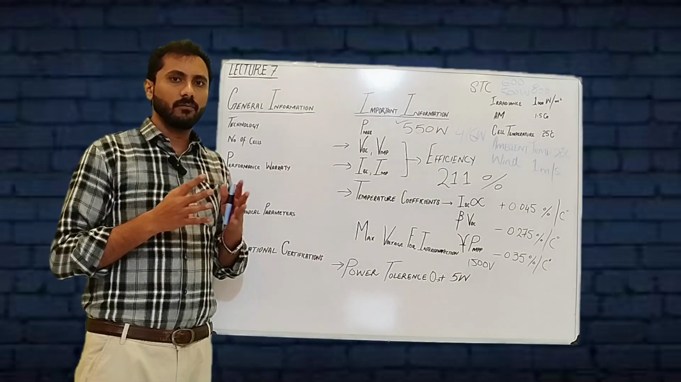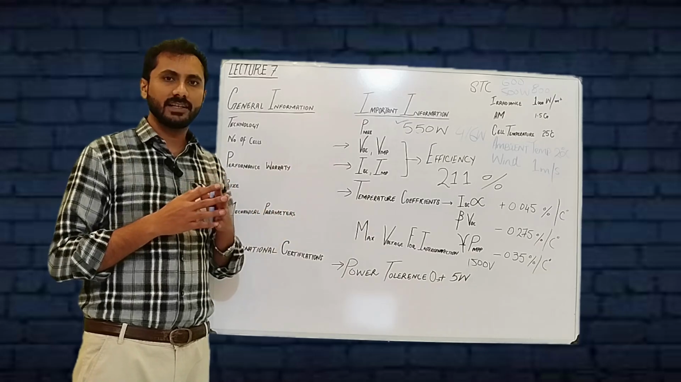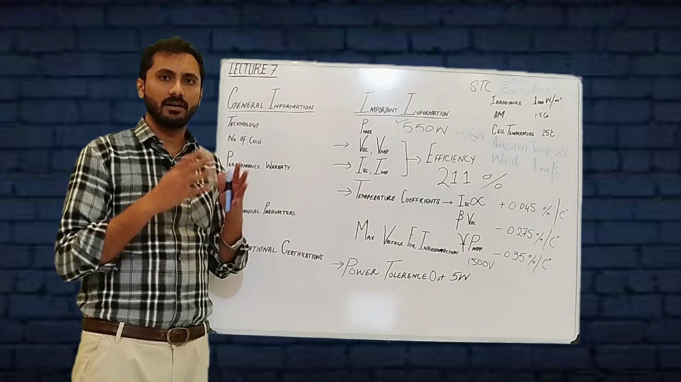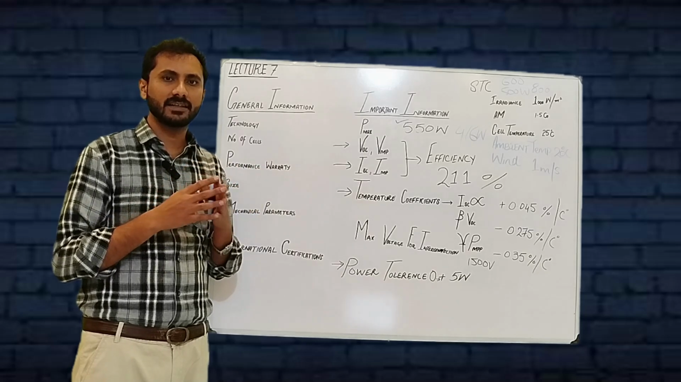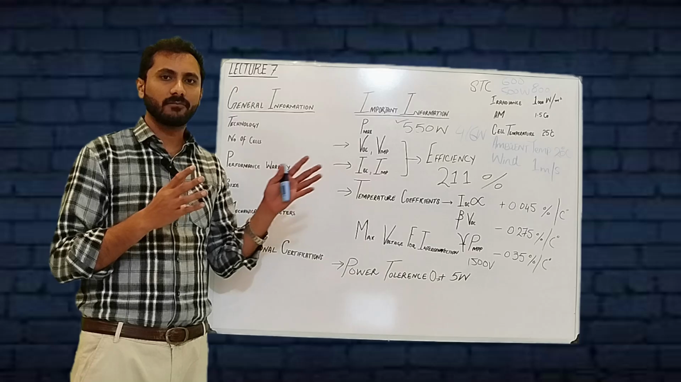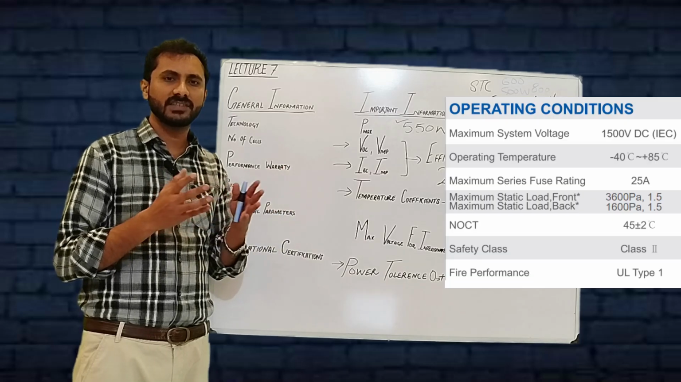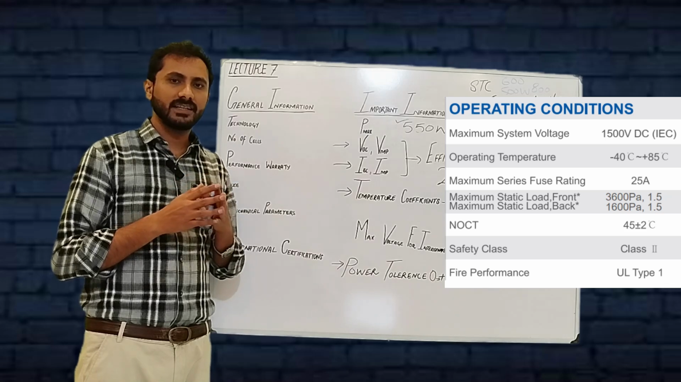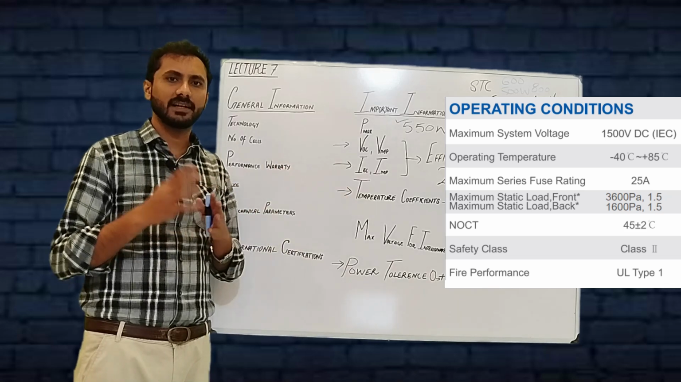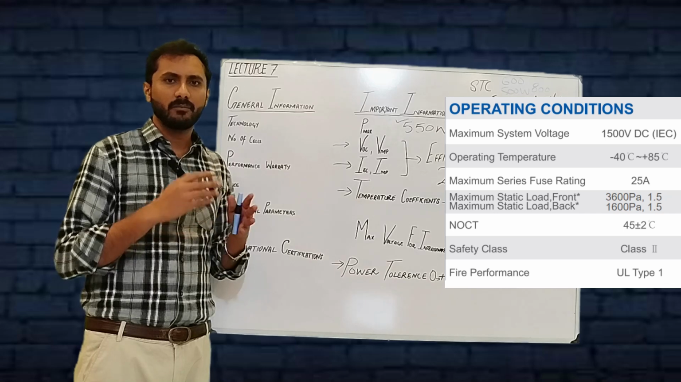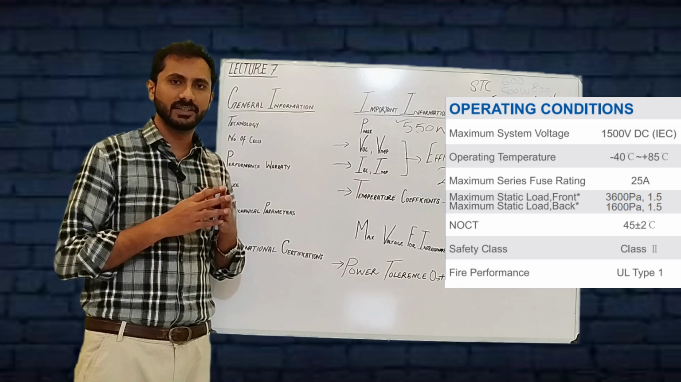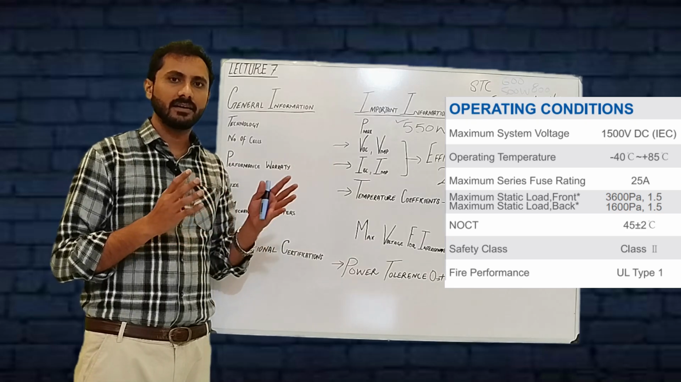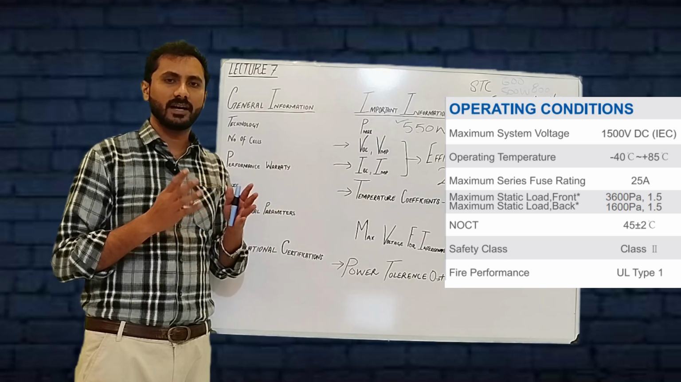In the last, we can see that the maximum string voltage is 1500 volts. The maximum front side load bearing capacity is 3600 static load Pascal, and from the back side is nearly equal to 1600 Pascal load bearing capacity. And we can also see that the NOC temperature is nearly equal to 45 degrees centigrade, plus minus 2 degrees centigrade variation can happen. And the safety class is 2 and the protection class is UL type 1.